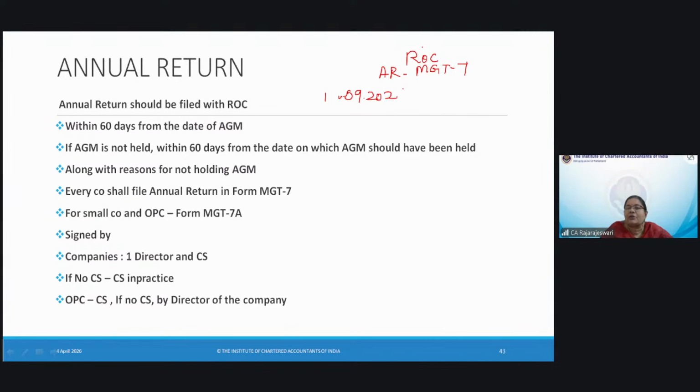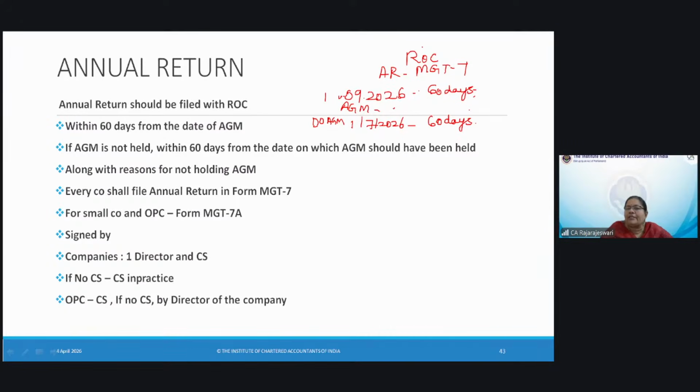Suppose the meeting is going to be held on 1/9/2026. Then from that date you have to calculate 60 days. Within 60 days, the annual return should be filed with the ROC. This is to be filed only for an annual general meeting. Every company has to hold an annual general meeting once a year, right? It can fix the date of the AGM, even 1st July 2026. In that case, whatever your date of AGM, from that date you have to file the annual return in form number MGT 7 to the ROC.